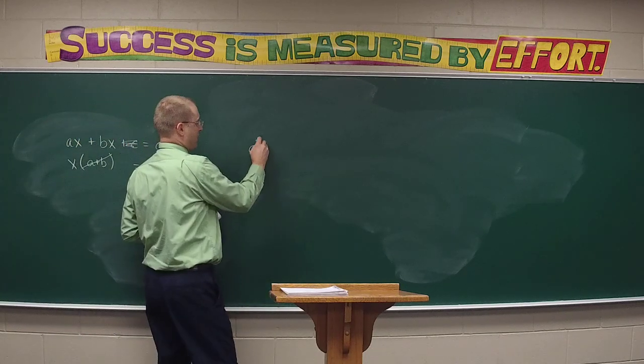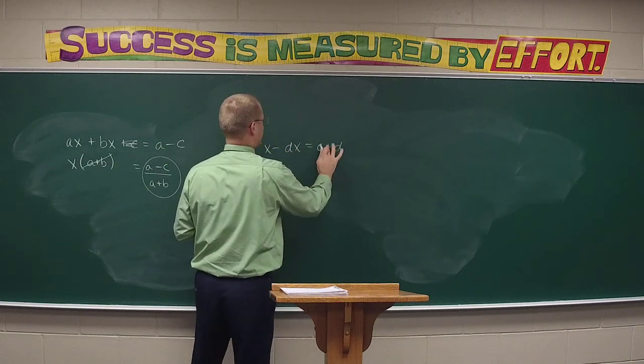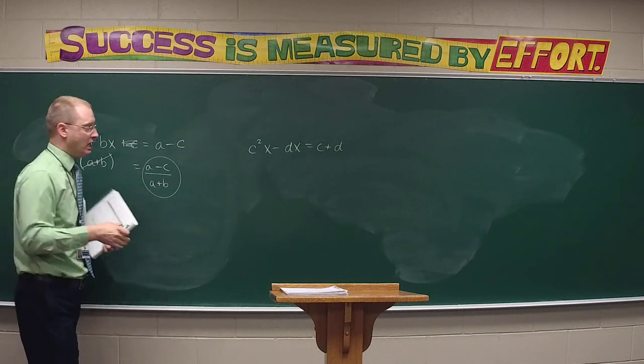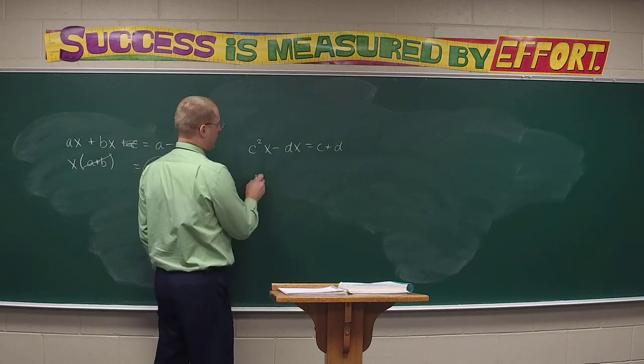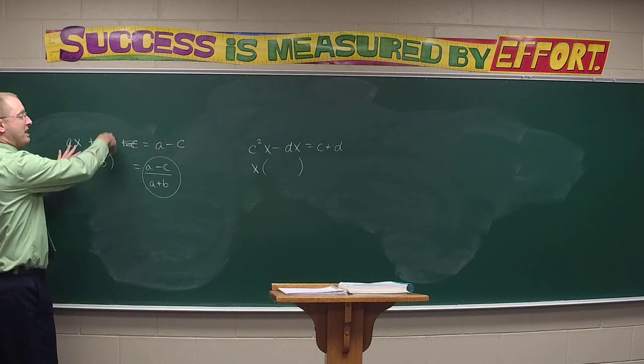How about number 14? We got c squared x negative dx is equal to c positive d. Maybe double take. I was like, wait, is that a dx or a d squared x? It is just a dx, okay, which is kind of obnoxious. Genesis? I'm going to factor out the x. Good, the x's were already separated from the non-x's. That wasn't the case here. We had to move the c first.